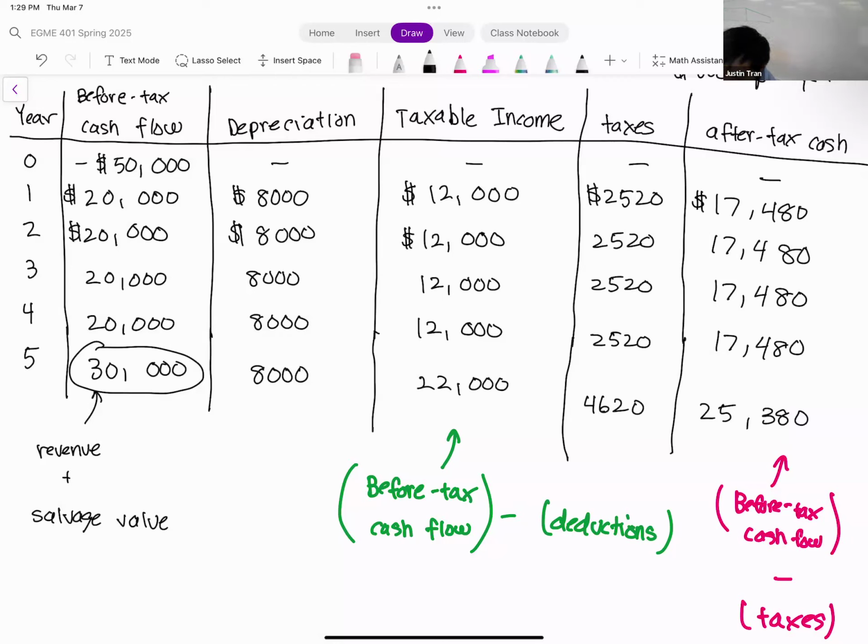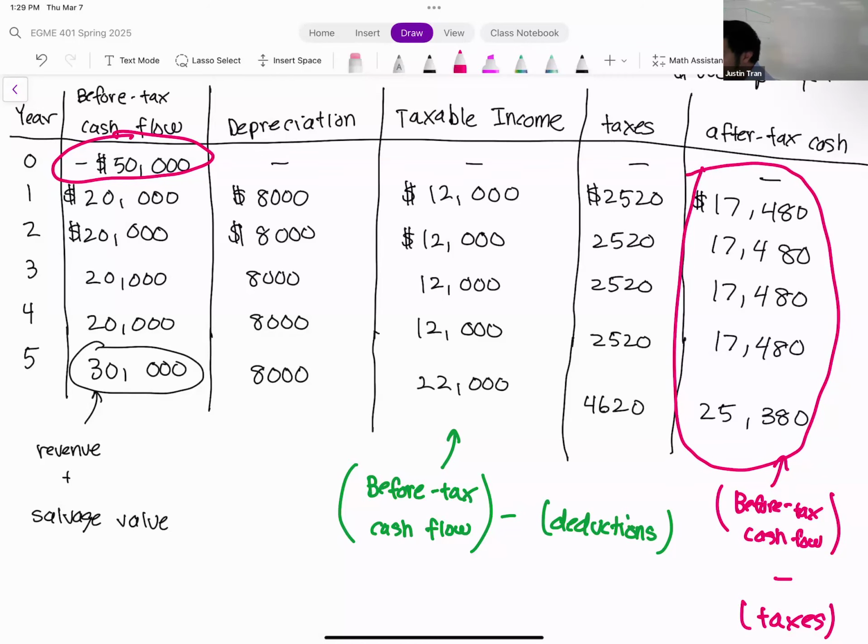All right. So the after-tax cash flow in that year then is going to be 30,000 minus 4,620. Okay. And that gives us 25,380. All right. So now that we've computed all of our after-tax cash flows, we can now compute our after-tax present worth, right? Because what we have here is our initial cost and our after-tax cash flows. So let's convert all of these to a present sum.